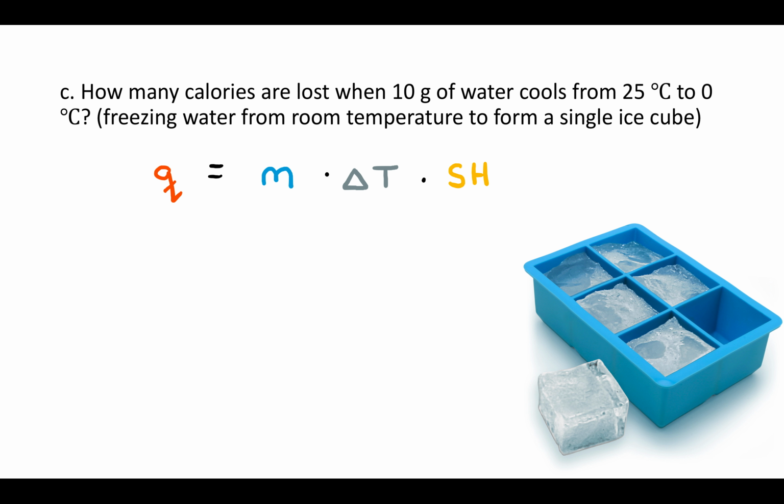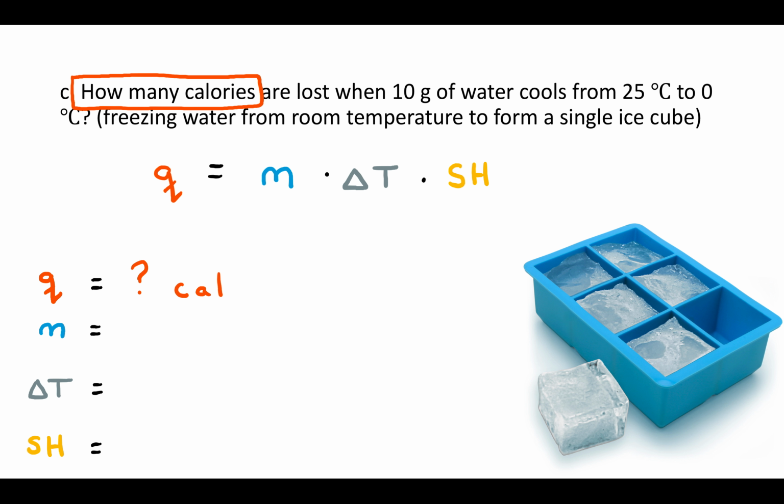Anytime they ask you how much heat you're getting from something, write out the heat equation. So Q equals m times delta T times SH. And then write each of those letters separately underneath, so that as you run across numbers in the problem, you can organize them. So the question says, how many calories? Calories is a unit for heat. So we're going to plug that in. Those are going to be the units for Q.